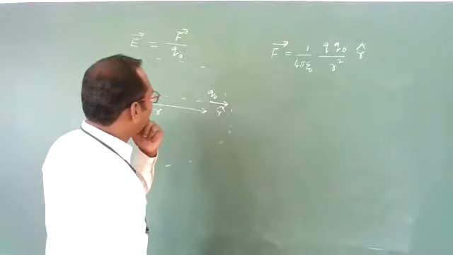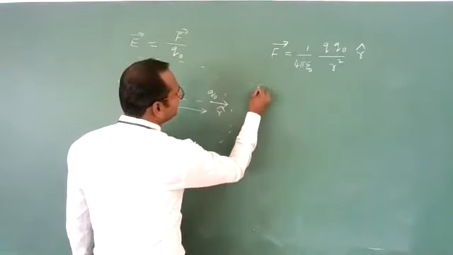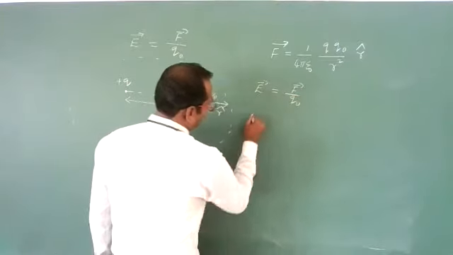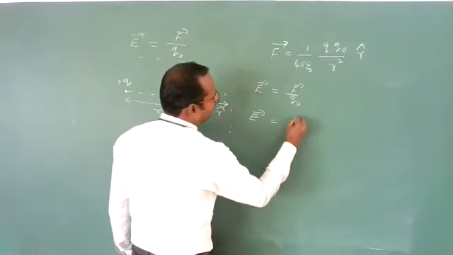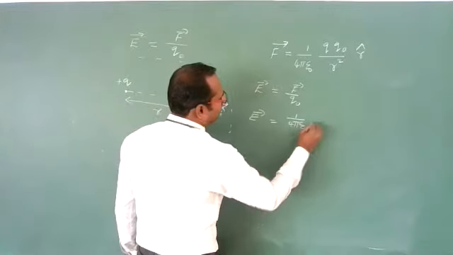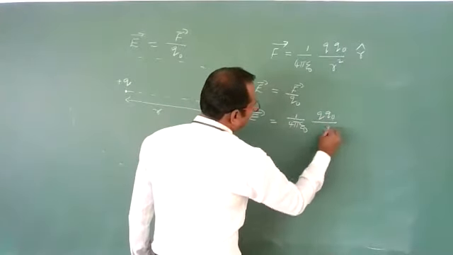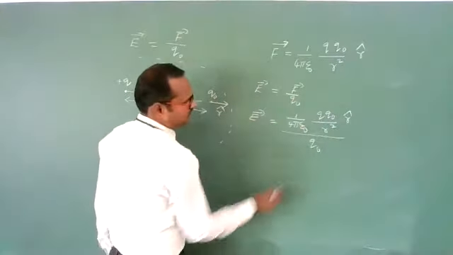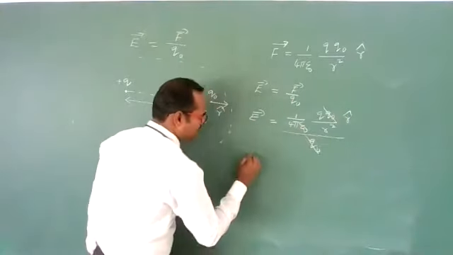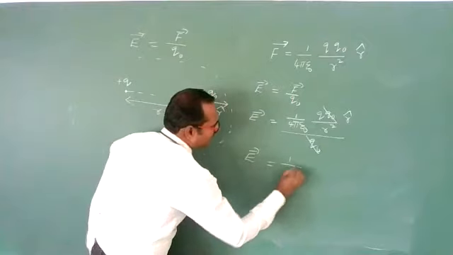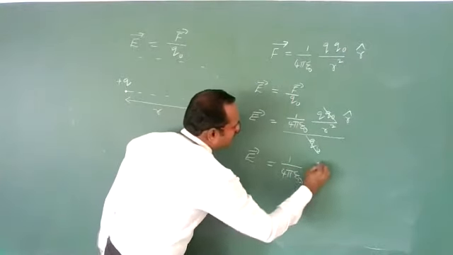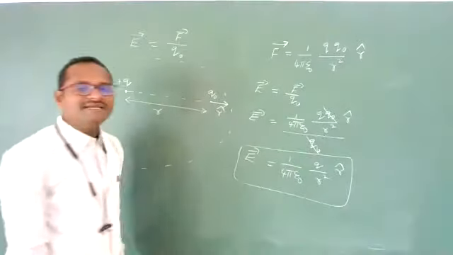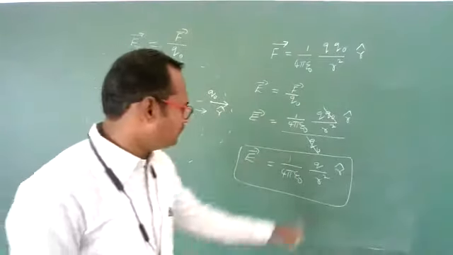Now, how to find electric field? Electric field is nothing but force per unit positive test charge. What is the force value? Force value is 1 by 4 pi epsilon naught q q naught by r square into r cap, divided by q naught. Force per unit positive test charge. q naught cancels. You will get electric field as 1 by 4 pi epsilon naught q by r square r cap. Yes, this is the electric field due to a charge q.